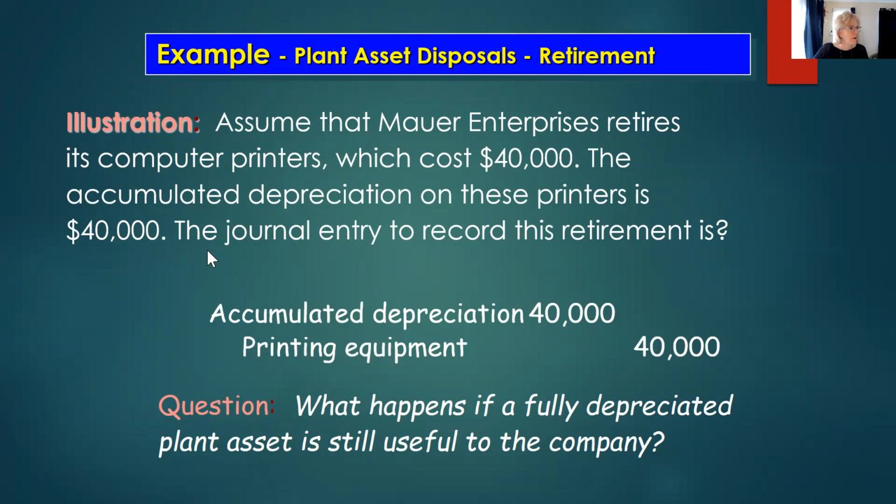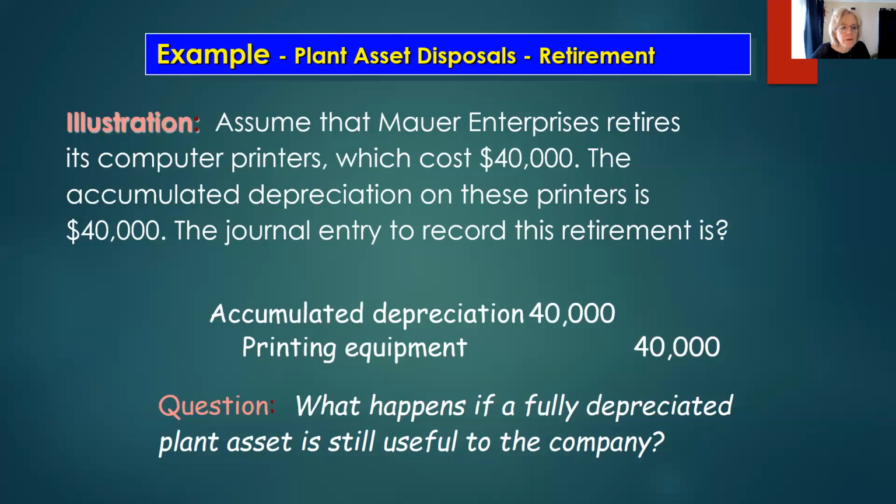So we're saying we want to retire this asset. We are no longer using it. It's old. It's done. Debit accumulated depreciation, credit printing equipment. And that's a perfect world where you didn't have any salvage value. Everything's done. You just quietly retire the asset. Okay. So I want you to visualize those T accounts.